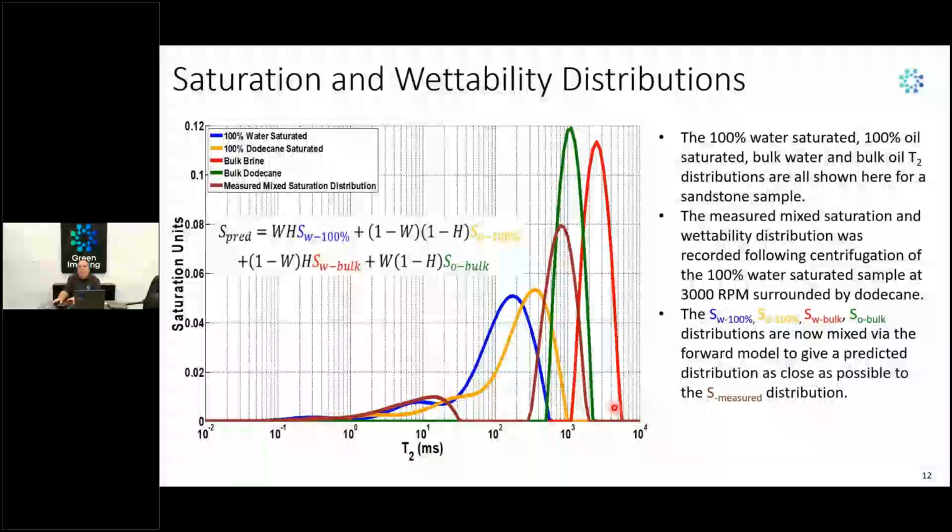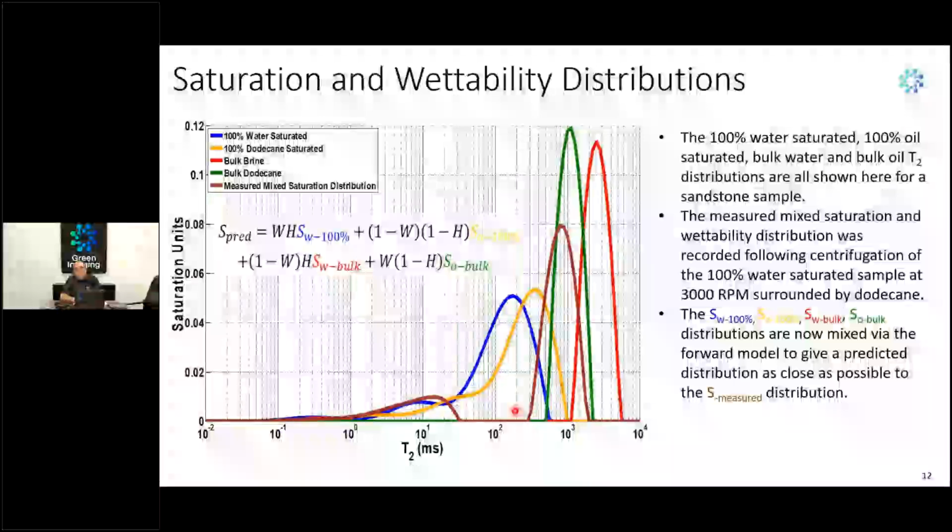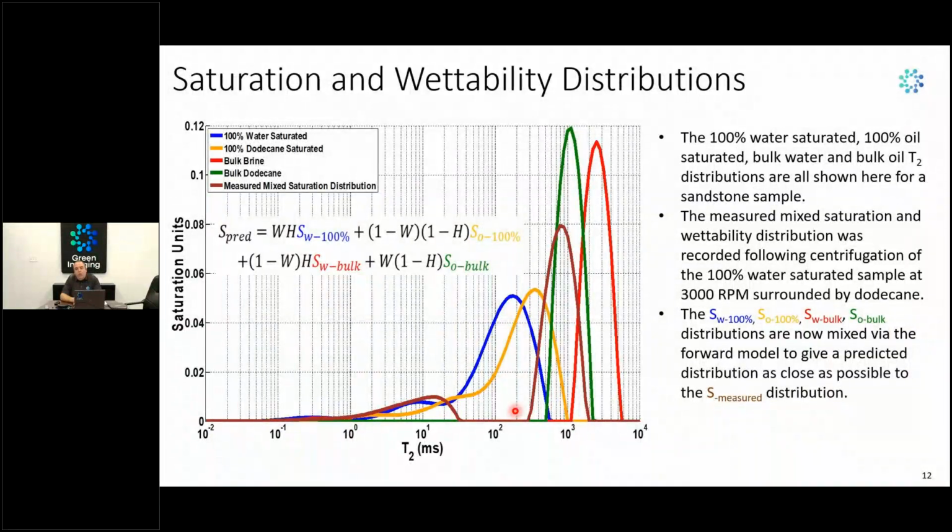Now, as I said many times already, the name of the game is how do I mix the blue, the yellow, the green, and the red to get a T2 distribution that will look something like the brown T2 distribution, which was a T2 distribution I measured for a mixed saturation sample. To be specific, what we did for this sample is we had a 100% water saturated conventional sample, and we spun it in our centrifuge surrounded by decane and pushed water out and pushed oil in and ended up at a mixed saturation state.